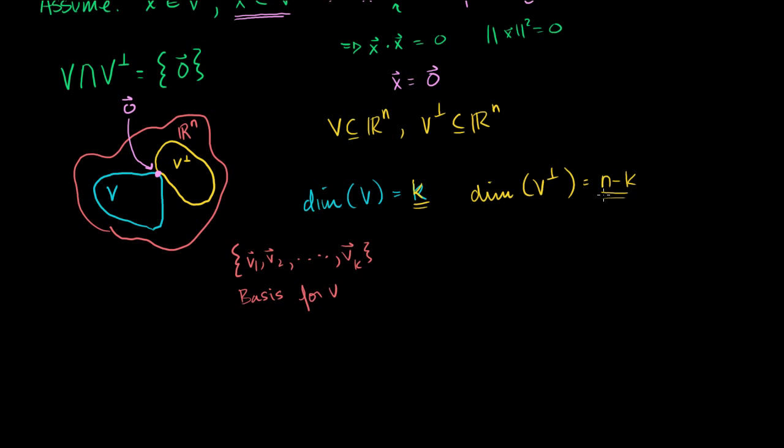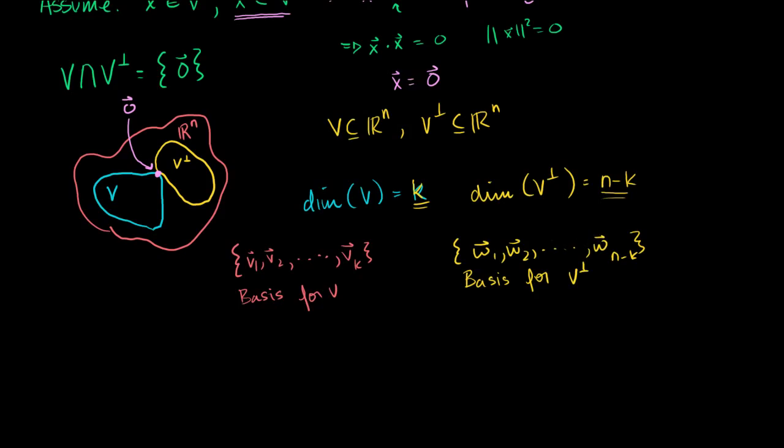Fair enough. Now, the dimension of the orthogonal complement of V is n minus k. So we could have n minus k vectors. Let's call them w1, w2, all the way to wn minus k. We have n minus k of these characters, and this set is a basis for the orthogonal complement of V. So any vector in here can be represented as a linear combination of these guys right here, and all of these guys are linearly independent. So you don't have any redundant vectors there, if you will.